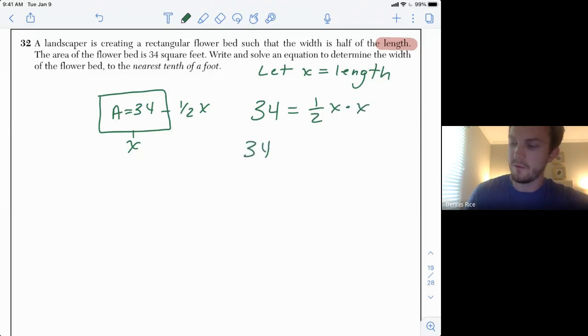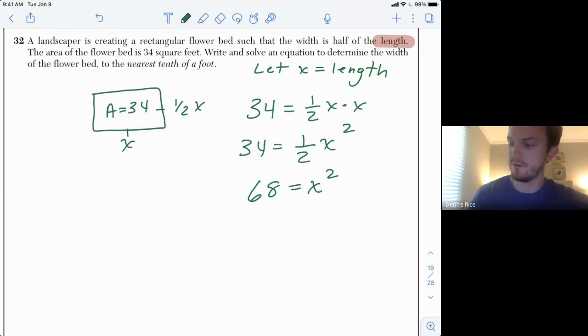I get 34 equals 1/2 x times x, which is x squared. I get rid of the half by multiplying by 2. And now what do? Don't say quad formula. Don't say CTS. Don't say factoring. What do I do now? Yeah, take the square root. Square root property. Square root of 68 is about 8.246. I'm gonna leave it like that for now.